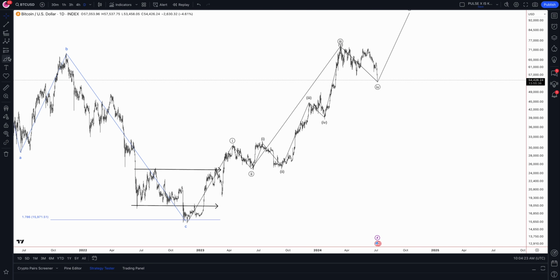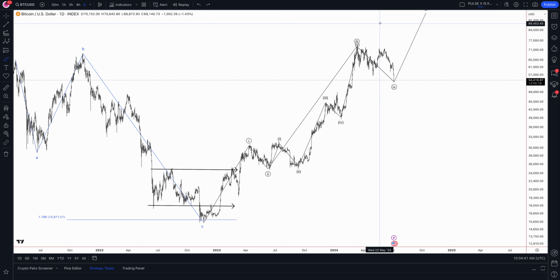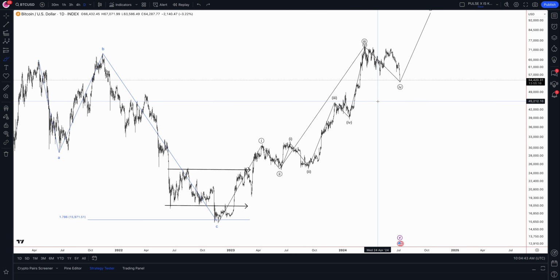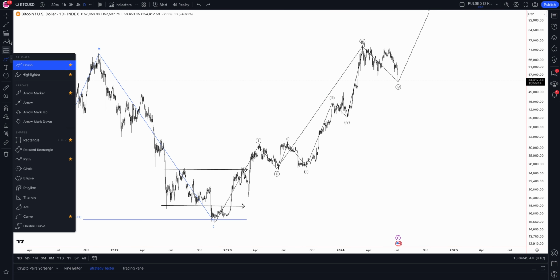I've also seen some counts where this whole move over here is a WXY correction, and then we start the 3rd wave up. So this whole move would be your WXY, and then you start the move up. But I personally think that it's just a 1-2-1-2 structure, and we're about to complete our 4th wave over here.